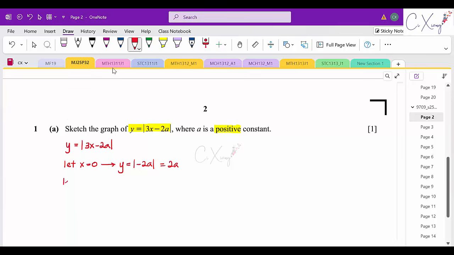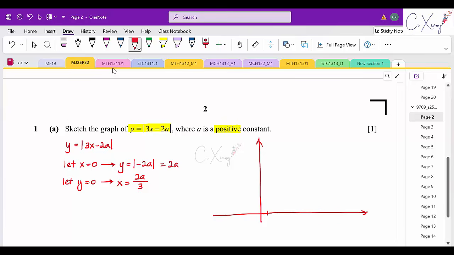Then when I let y equals 0, what's the value of x that I have? I'll be having x equals 2a over 3. And let's plot the graph now. You can assume that a is 1, then it's easier for you to sketch the diagram.